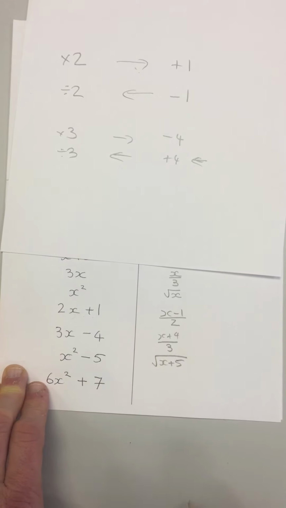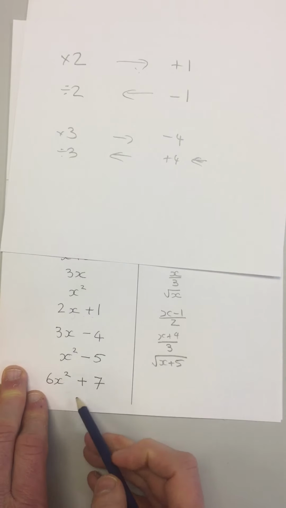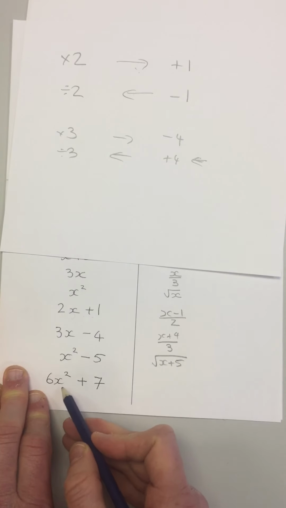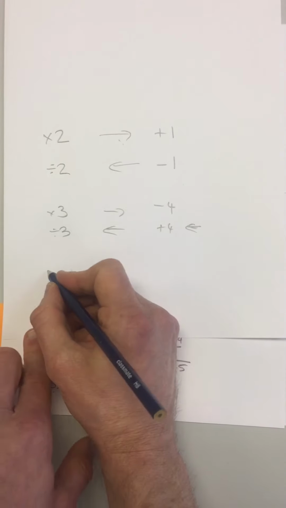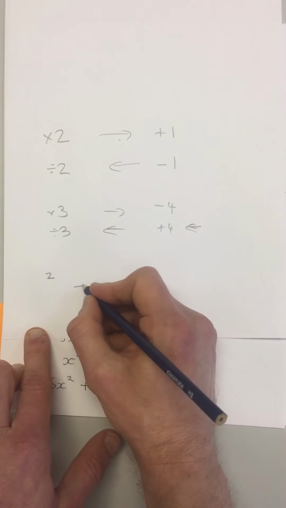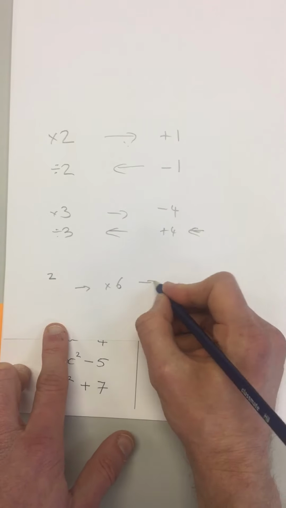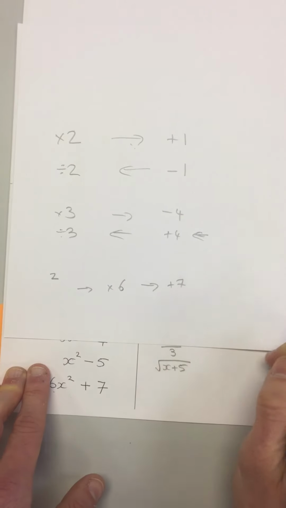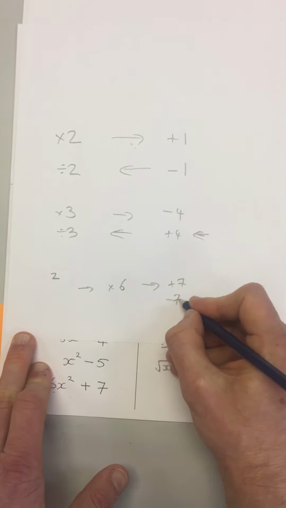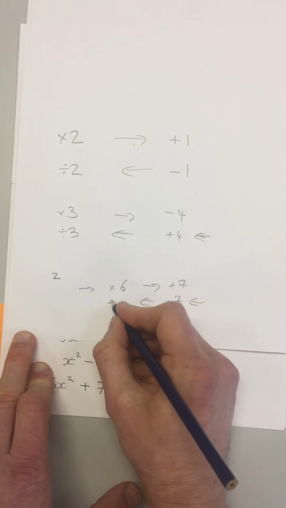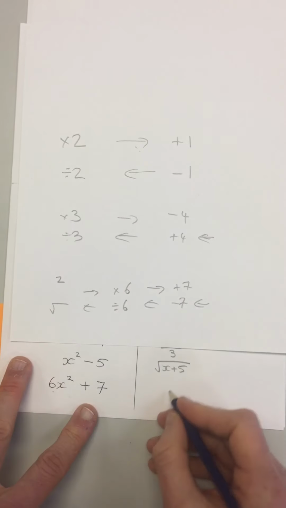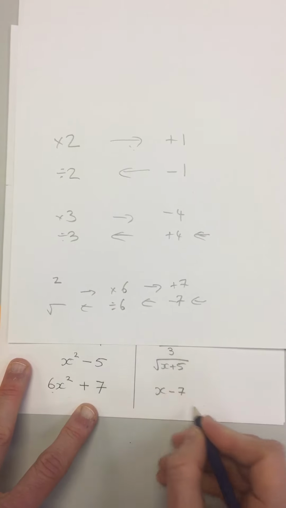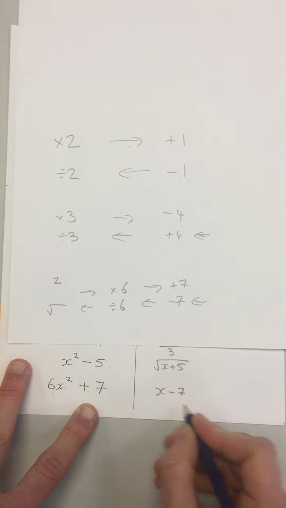Last example, there's quite a few things going on here. It's saying that the function we should square it, then times by 6, and then add 7. So it's saying to square the number, then times by 6, then add 7. If we're going in reverse, we want to take away 7 first of all, then divide by 6, and then square root. So I would write that as x minus 7 all divide by 6 square rooted, and that's the inverse function of that.